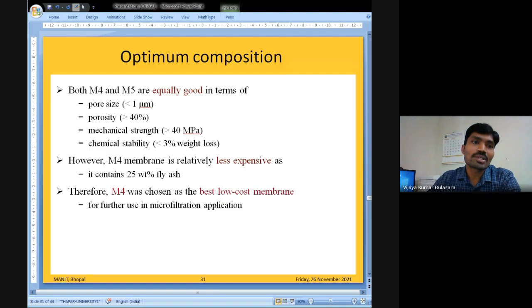But which one to use for applications? We'll see. Our objective in the beginning is to utilize fly ash in a value added product, that is a membrane. So we choose the M4 membrane because it is relatively less expensive, as it contains 25% fly ash. Therefore, M4 was chosen as the best low cost membrane for further use in microfiltration applications. M4 is chosen based on all these characteristics which are close to M5, that is the kaolin based membrane. It contains 25% fly ash and 58% kaolin.